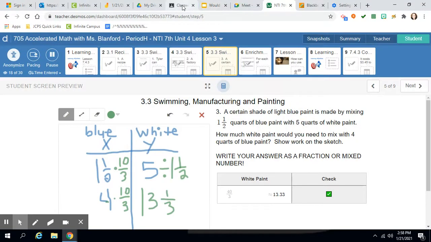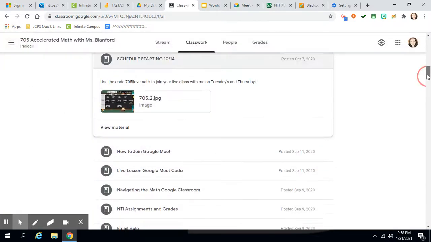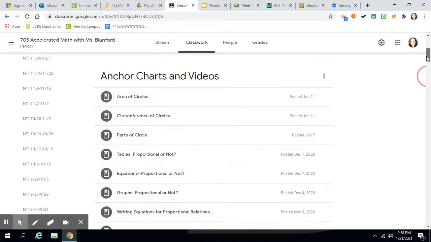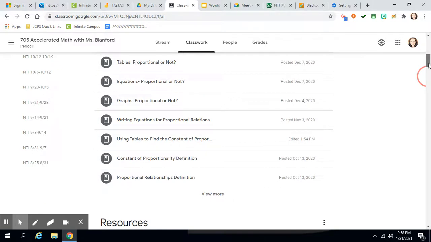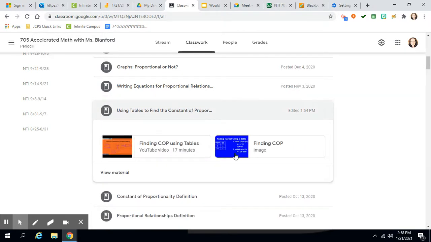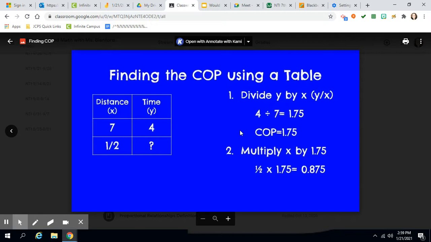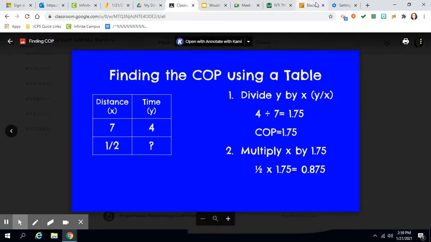I'm also going to show you in your Google Classroom, if you go to the Anchor Charts and Videos, this is going to be helpful because we're reviewing a lot of things from Unit 2. So the place to go for this one is this, using tables to find a constant of proportionality. This chart is going to help you out. It actually gives you the steps. So it's telling you we're going to find our COP by dividing Y divided by X, and then we multiply our X value by that COP.